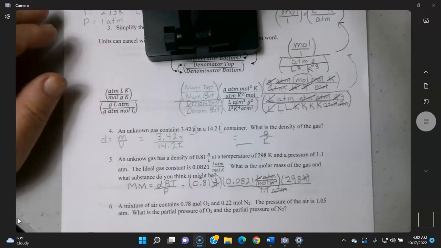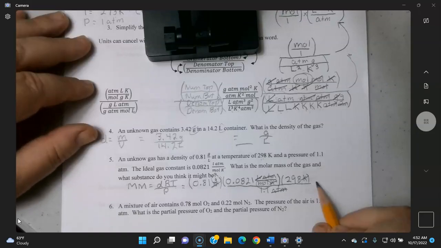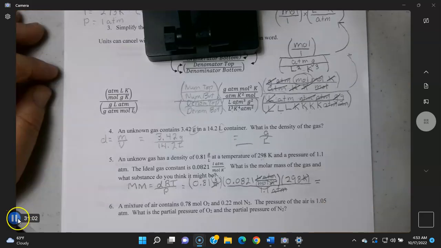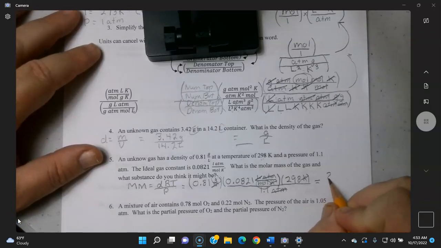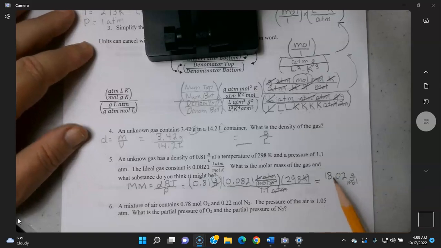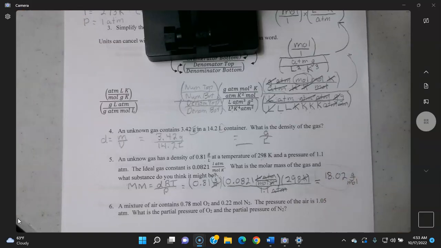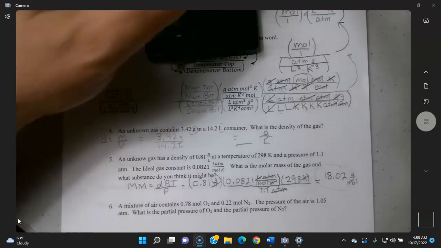Okay, for water it's 18.02 grams per mole of water, okay? So do the math on this. And what we get is 18.02 grams per mole. So what substance do you think that could be? Well, I just gave it away. It's probably water, okay? That's 18.02 grams per mole. All right, move on.